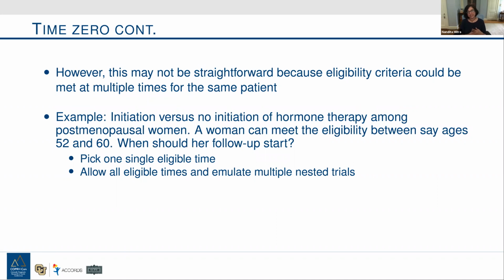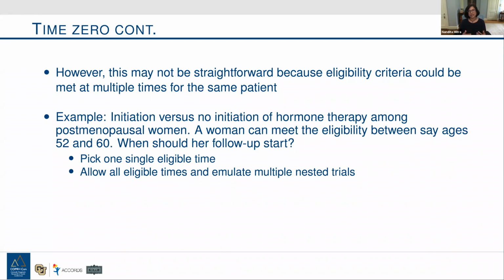There can be some complications because the eligibility criteria could be met at multiple times. And so in the Hernan and Robins paper, they have a nice example of where they're looking at initiation versus no initiation of hormone therapy amongst postmenopausal women. And a woman can meet the eligibility between, say, ages 52 and 60. So when should her follow-up start? So that, you can imagine, is quite complicated.